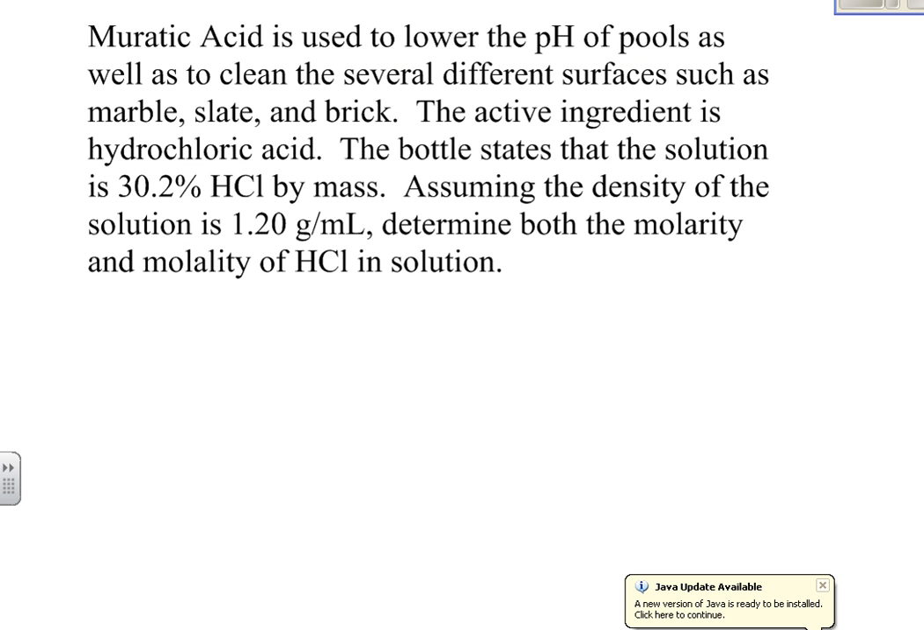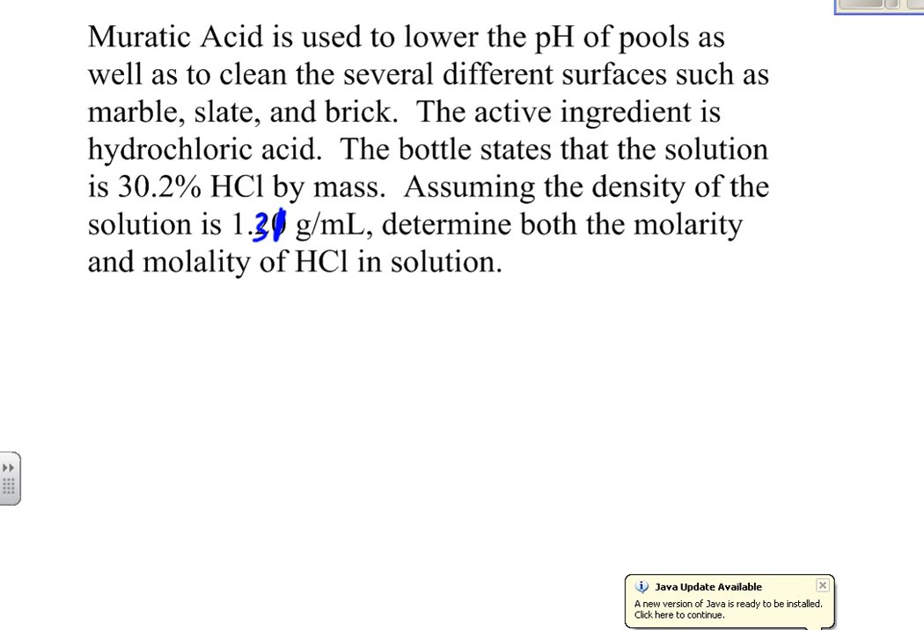So here's a typical problem that we'd have to deal with. Actually maybe a more complicated problem. Muriatic acid is used to lower the pH of pools as well as to clean several different surfaces such as marble, slate, brick. The active ingredient is hydrochloric acid, and the bottle states that the solution is 30.2% HCl by mass. Assuming the density of the solution is 1.31 grams per milliliter, determine both the molarity and molality of the HCl solution.